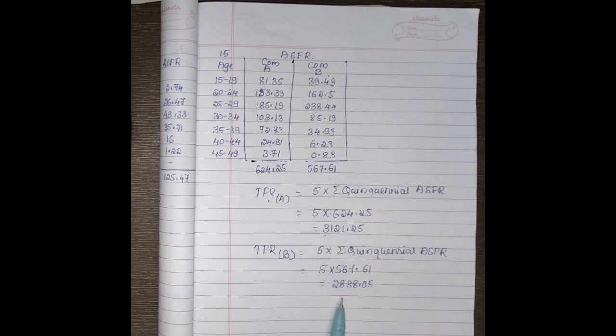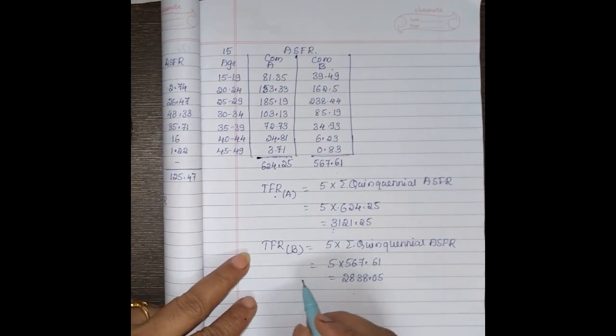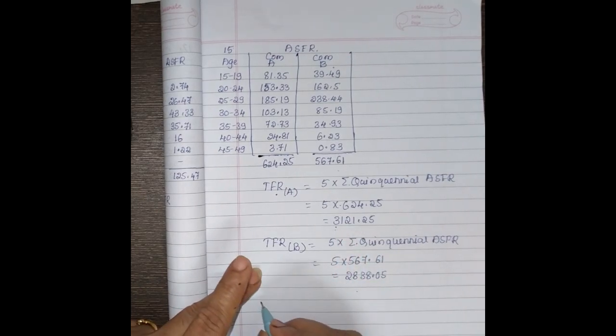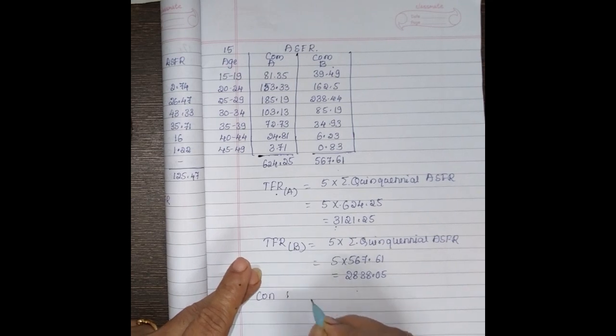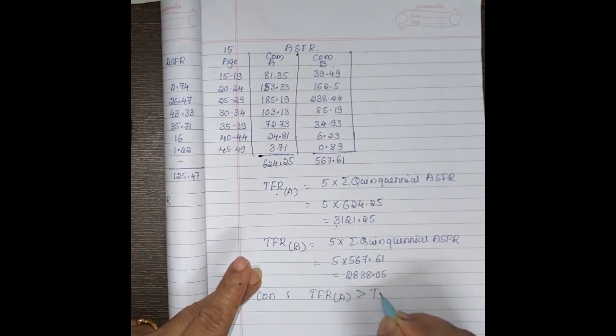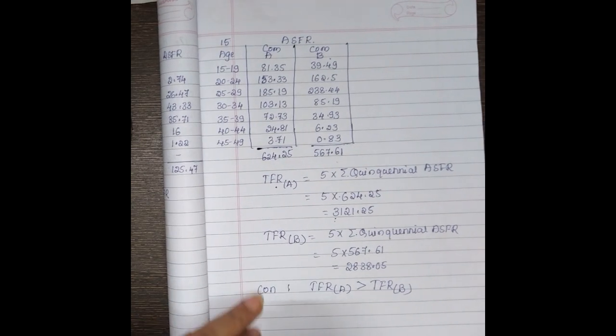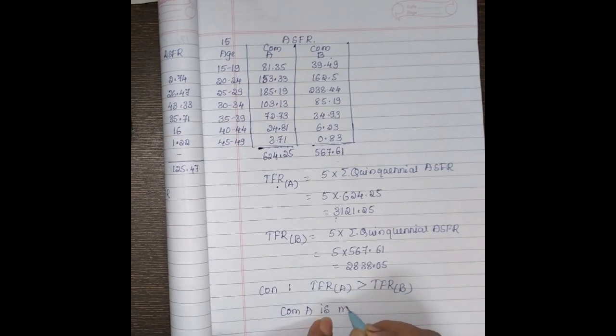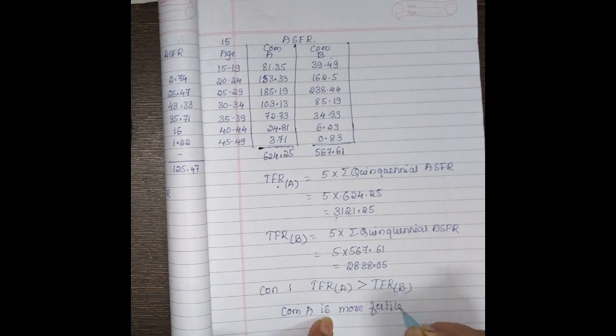This is community B. Then the comparison: A is more. You have to write a conclusion part here. The TFR of A is more than that of B. Then there are more births occurring in community A than community B. Then community A is more fertile than community B.